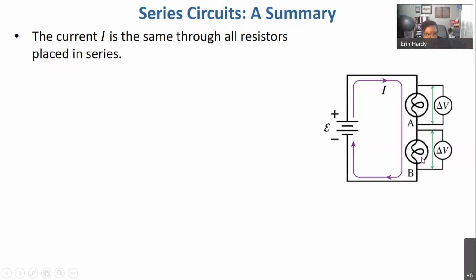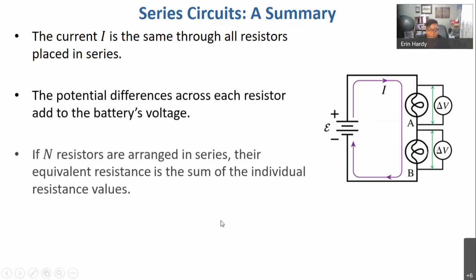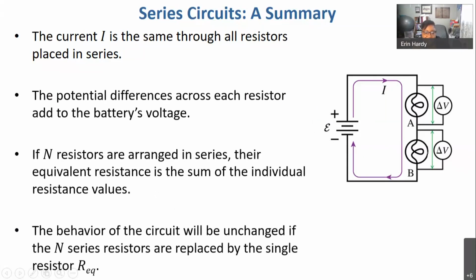So if RA and RB are equivalent, then I know that delta V across bulb A is exactly the same as delta V across B. And I would know that delta V across either one of these bulbs would just be half of the battery voltage. If I had 3 bulbs in series like this and they were all identical, then I know my delta V would be 1/3 of the battery voltage for each bulb. But as long as you've got more than one bulb, your delta V's are going to add to the battery voltage, but the current is the same everywhere. And the equivalent resistance is just going to be determined by adding together the resistance values.